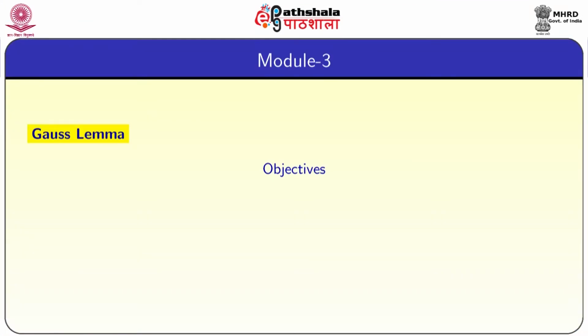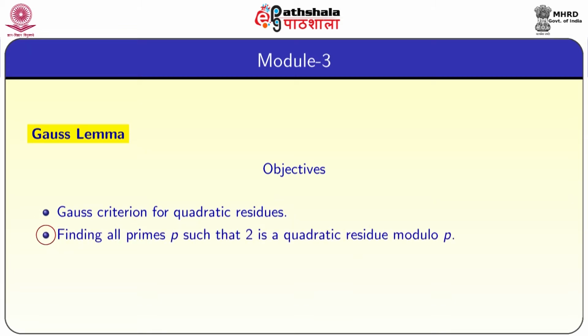In chapter 4 in module 3 we are going to discuss Gauss lemma, followed by another lemma, but its name is also written as Gauss lemma. So, the learning objectives of this module are Gauss criterion for quadratic residues, and finding all primes P such that 2 is a quadratic residue modulo P or not.